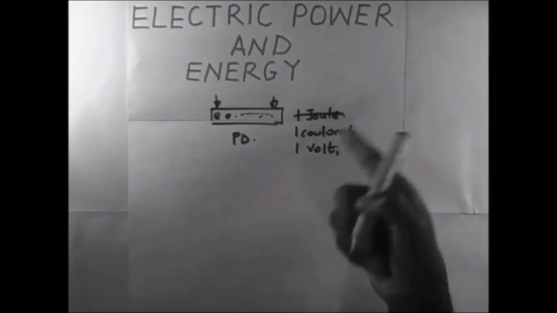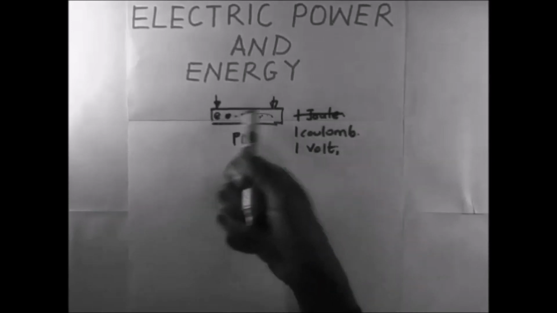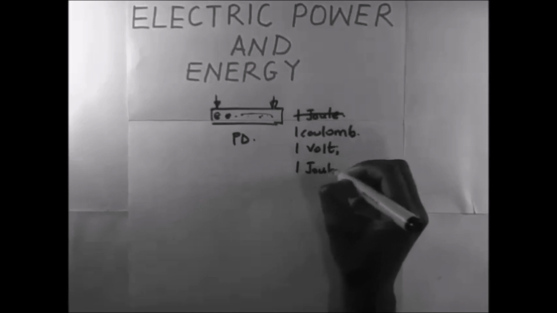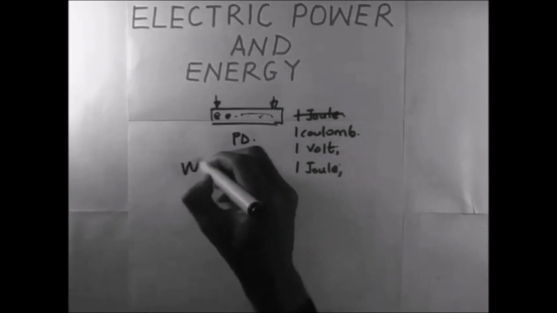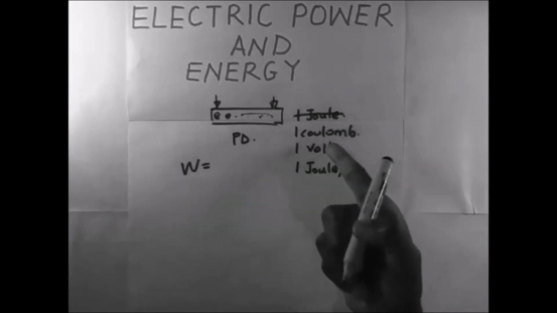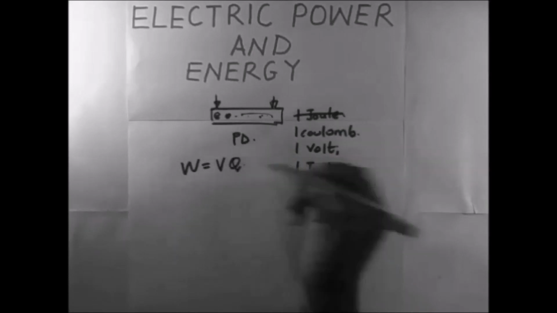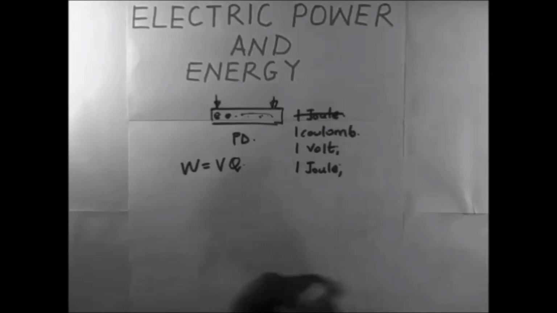It means that the work done in transferring this coulomb from this point to that is going to be 1 joule, because the work done is equal to the voltage multiplied by the charge. So the work done to move 1 coulomb of charge between 2 points with a PD of V is going to be 1 times V, which is V joules.